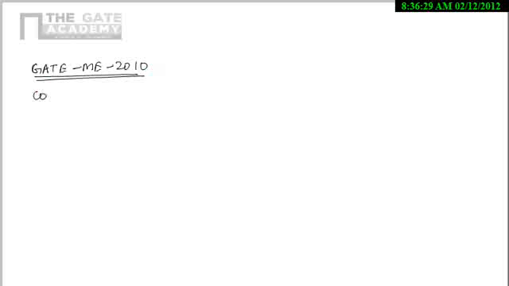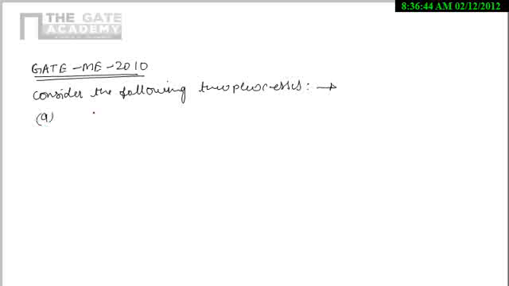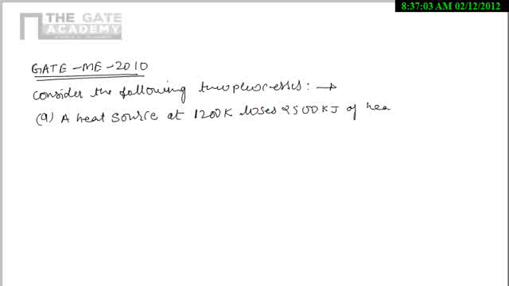Consider the following two processes. A. A heat source at 1200 Kelvin loses 2500 kJ of heat to a sink at 800 Kelvin.